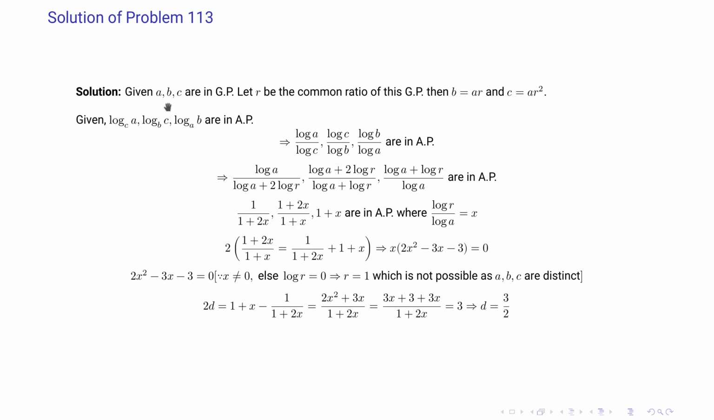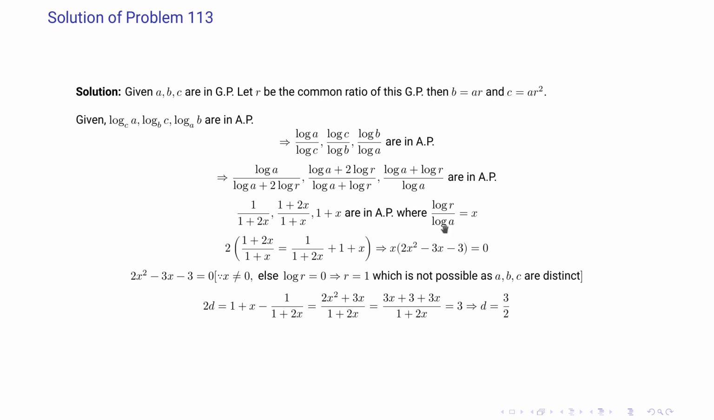So we are given that A, B, C are in GP, so we let R be the common ratio, then B is equal to AR and C is equal to AR square. Now we are given that this is in AP, so we can write that log of A by log of C, log of C by log of B, and log of B by log of A are in AP. So we substitute B equal to AR and C equal to AR square, we obtain this.